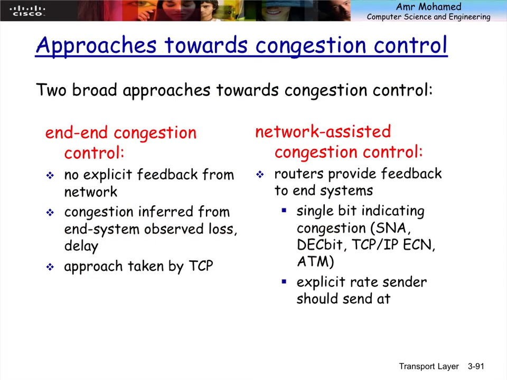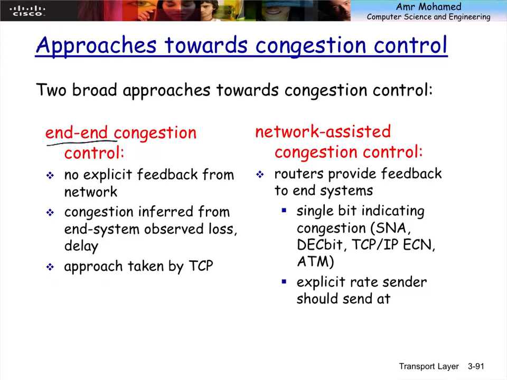So last time we started to talk about the TCP protocol, and we talked about the characteristics of how TCP performs flow control and error control, and also we started to talk about congestion control. For congestion control, we talked about the principles of congestion control, and we said that there are two possible categories for providing congestion control.